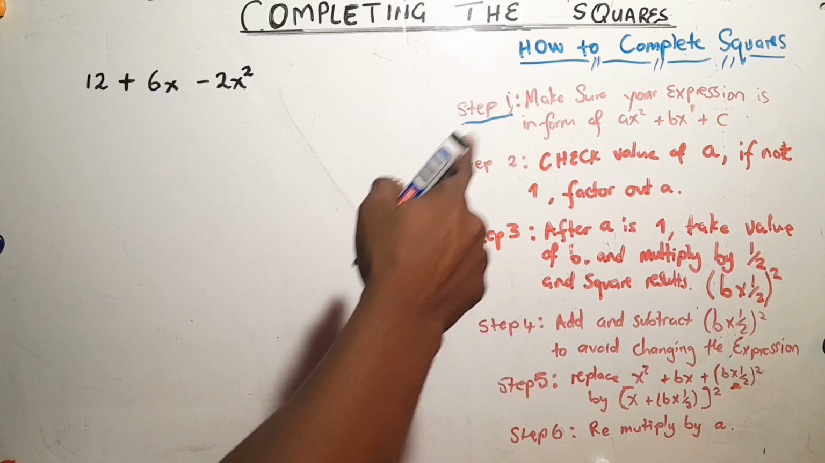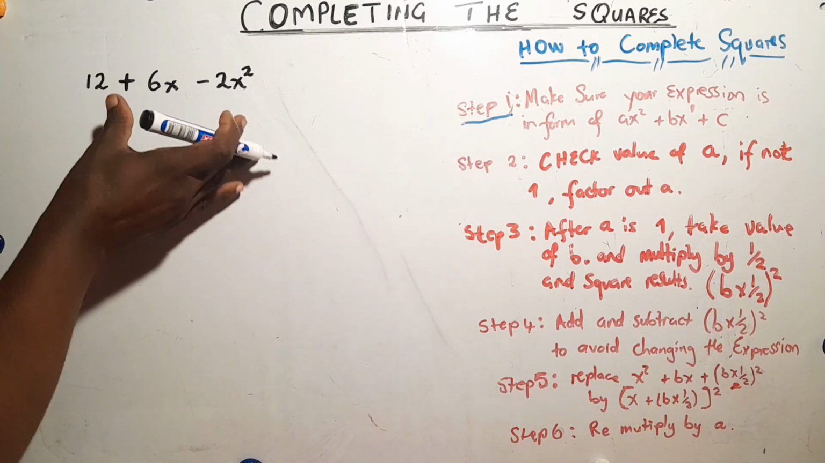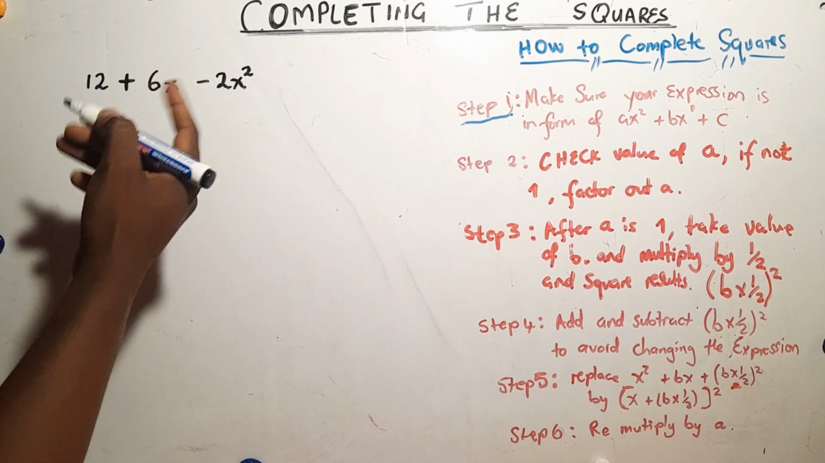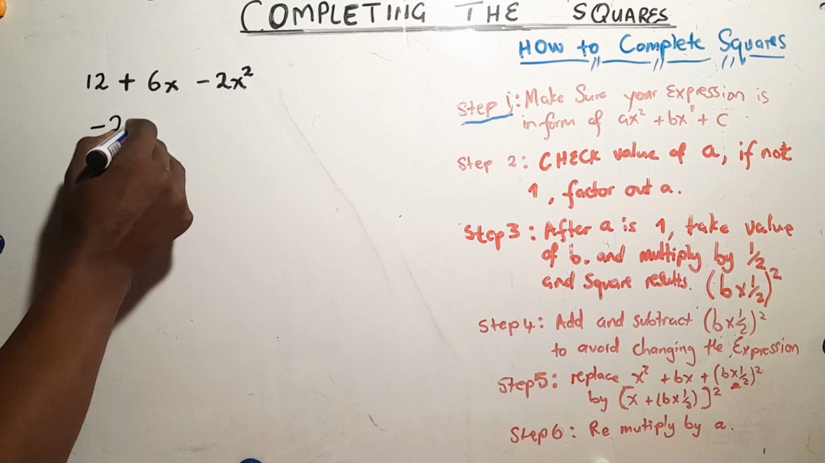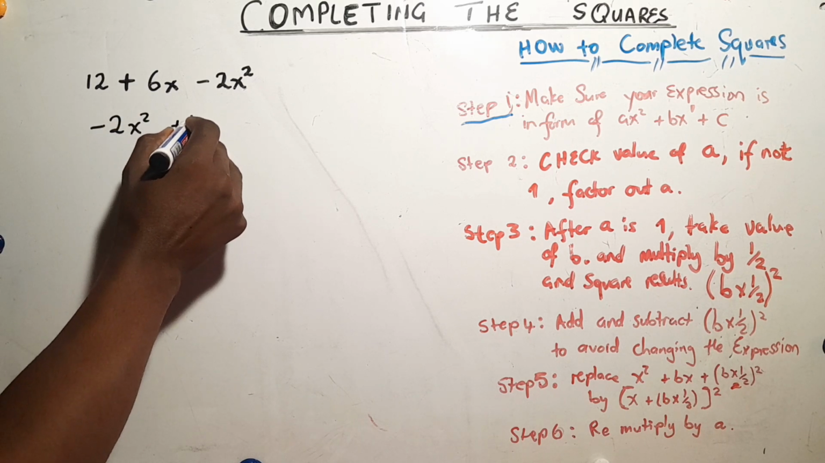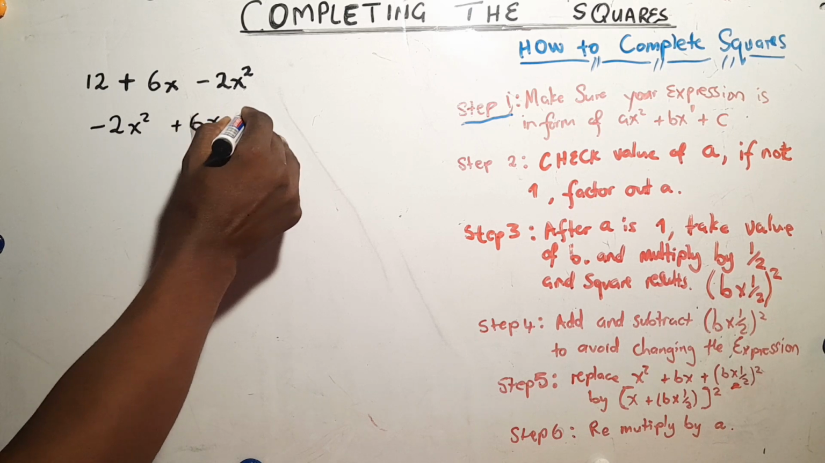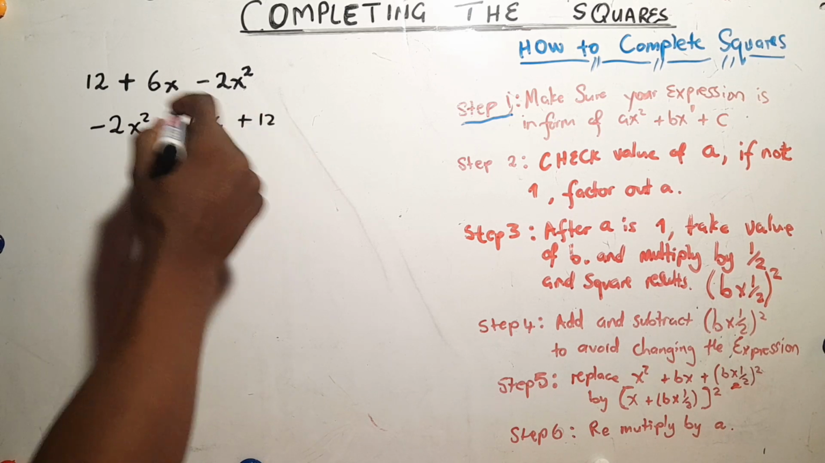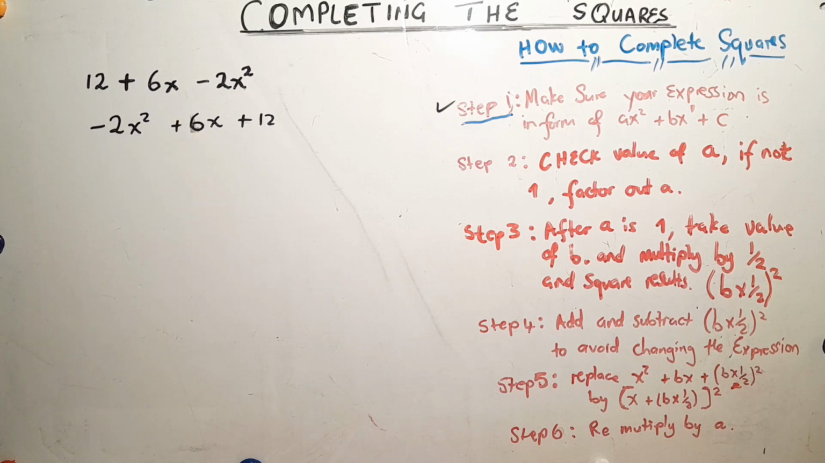So first step, make sure your expression is in the form ax squared plus bx plus c. So let's change this into ax squared plus bx plus c. So this is the value of a, so that will be negative 2 x squared plus, so this is the value of b, which is 6x plus 12. So now we are done with the first step. This is in the form of ax squared plus bx plus c.